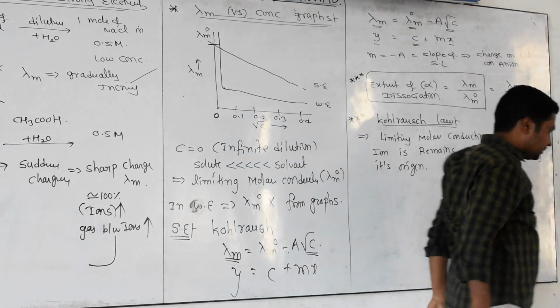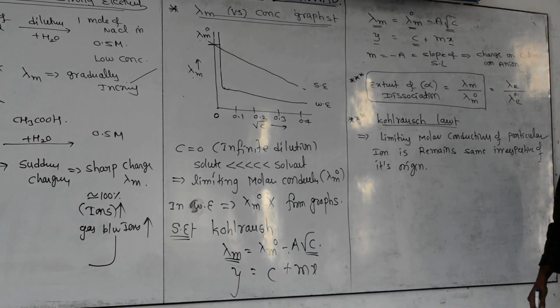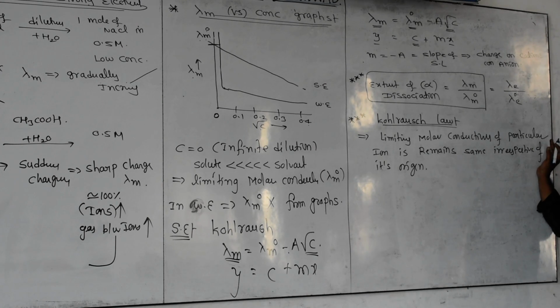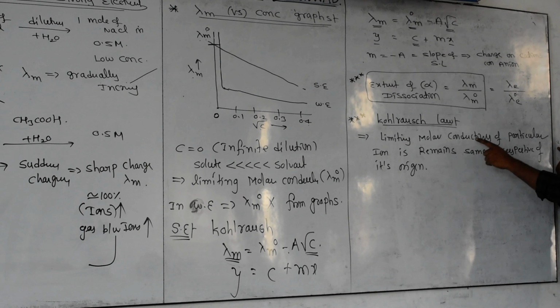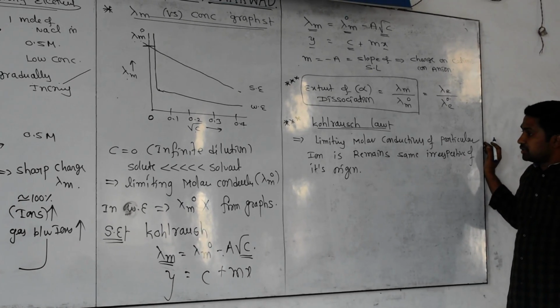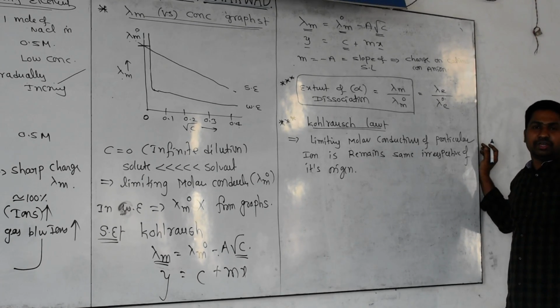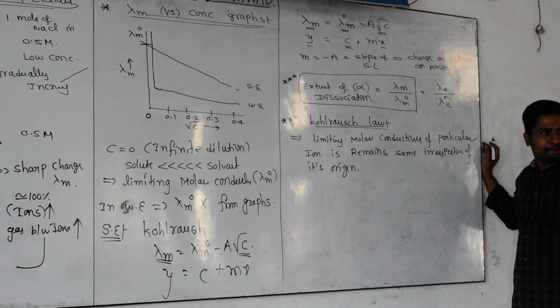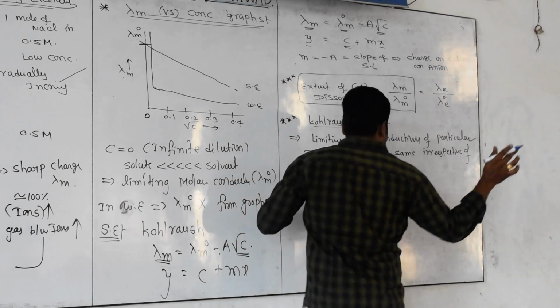Did you understand anything from this statement? Kohlrausch put a very important point. He did so many experiments. Finally he concluded one thing: the limiting molar conductivity of a particular ion remains the same irrespective of its origin. What is the meaning of this? Anybody? For example, I will give you an explanation.